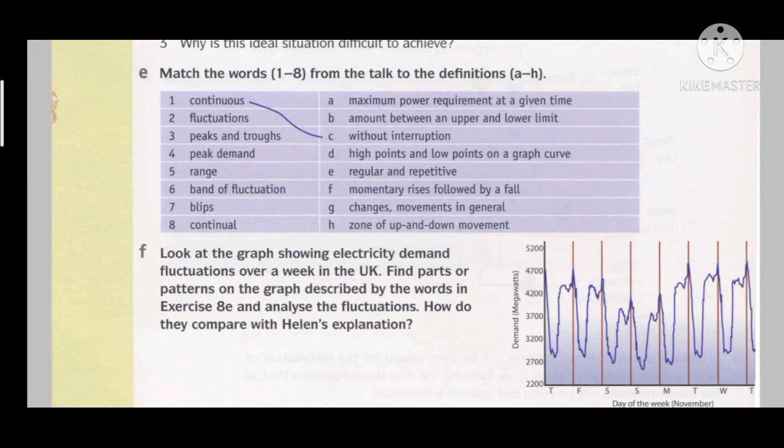8. Continual is, of course, where is it? Yes, E. Regular and repetitive. منتظم ومتكرر. Regular and repetitive. كل 5 دقايق نعمل حاجة لمدة دقيقة، كل 10 دقايق نعمل حاجة لمدة دقيقة. منتظم ومتكرر. Repetitive. Okay, so that's it.